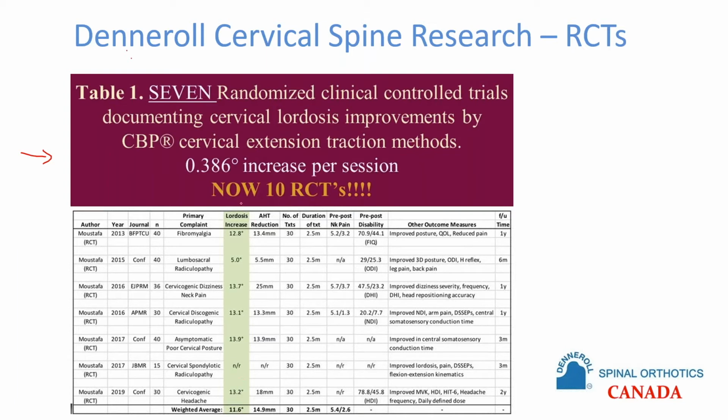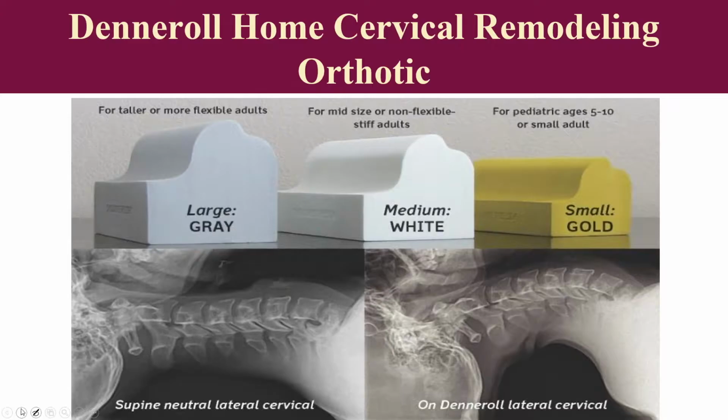Okay, and as we talked about earlier, those 2 measurements that we looked at last time were the increase in curve and the anterior head translation. Those are the 2 primary outcomes that those Dender Rule studies looked at, right? And the Dender Rule was very effective at reducing anterior head translation and quite effective at improving the curve, so much so that we could say about 3 sessions on the Dender Rule can increase our cervical curve by 1 degree, or 0.386 degrees of increase per session of use, right? Approximately 3 sessions of use, 1 degree of curve correction.